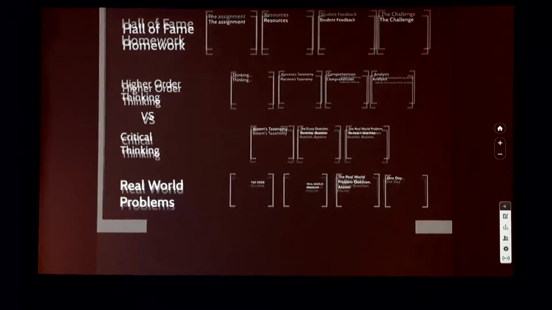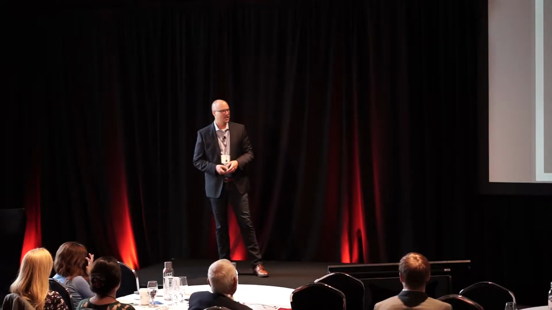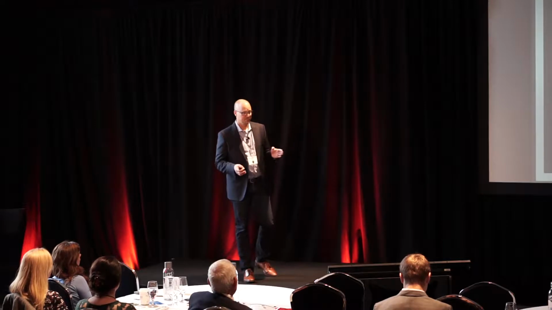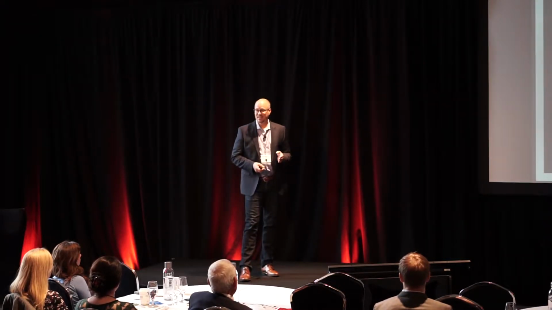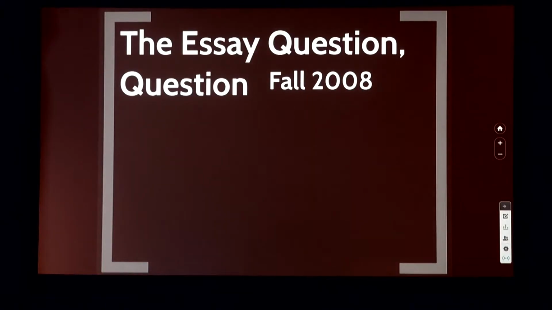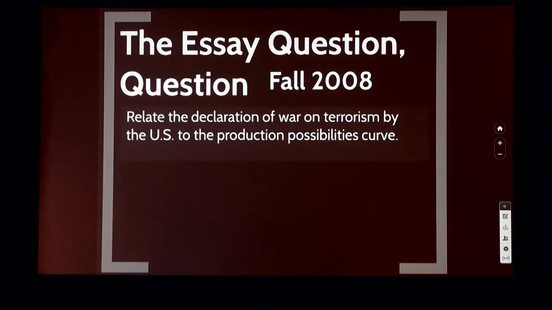So I'm going to start in 2008. That was my 15th year at Westchester University teaching principles of microeconomics. And in the fall of 2008, I was making up an exam and I was bored. And I didn't want to do it. And I turned to the test banks for a question. So I was working on the essay question, which is what question am I going to use for the essay? And I went to the test bank and there was something like this: relate the declaration of war on terrorism to the production possibility curve.